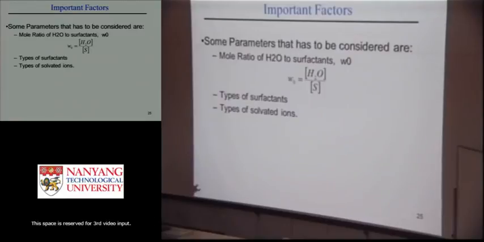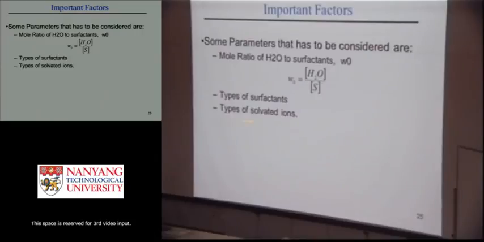So talking about the size control, just now I mentioned we have to consider one ratio called the mole ratio of the water to surfactant. We call it the water to surfactant ratio, W naught. It's the amount of water divided by the amount of surfactant. Typically, if this value is very big, that means your droplet should be big. If this value is small, the droplet will be small. That can be used to control the droplet size and control the nanoparticle size.